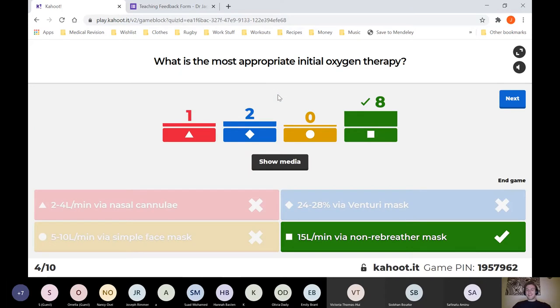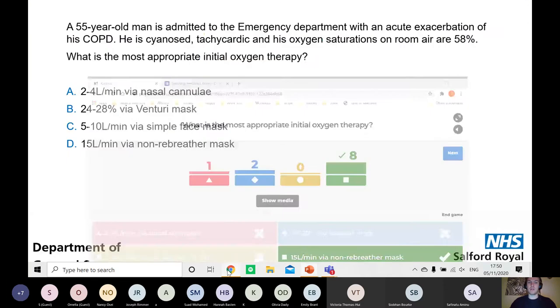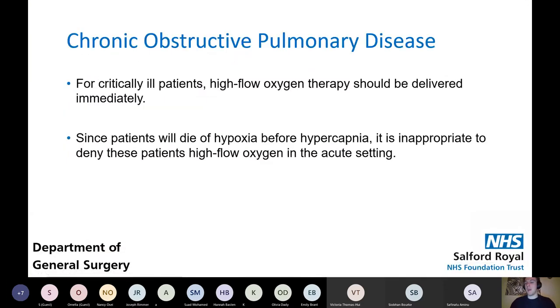Okay, good. Trying to catch people out there with the last question. So the difference in this situation, the man is cyanosed, tachycardic, sats are 58. He's really unwell, this is an emergency situation. So he needs high flow oxygen. It doesn't really matter if he's a retainer. He's going to die of hypoxia before he dies of hypercapnia in this situation. So sats are 58, get oxygen on, and you can titrate it down later, but he needs to get some oxygen in, otherwise it's going to lead to him arresting. So in an emergency situation, the fact that he has COPD is less of a consideration. Get that oxygen on high, stabilize him, and then we can worry about if he's a retainer or if he's not, 88 to 92 versus 94 to 98.